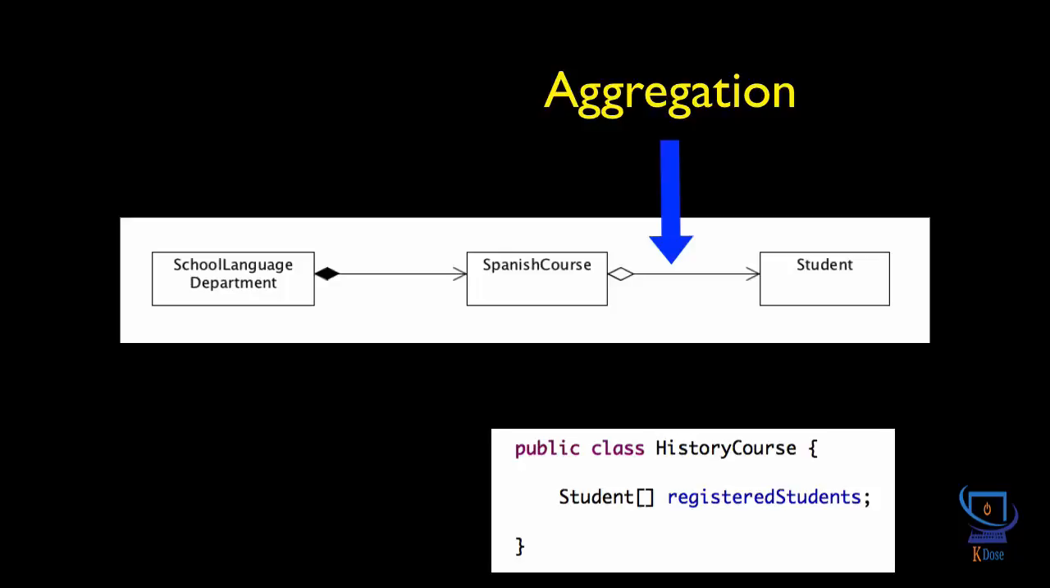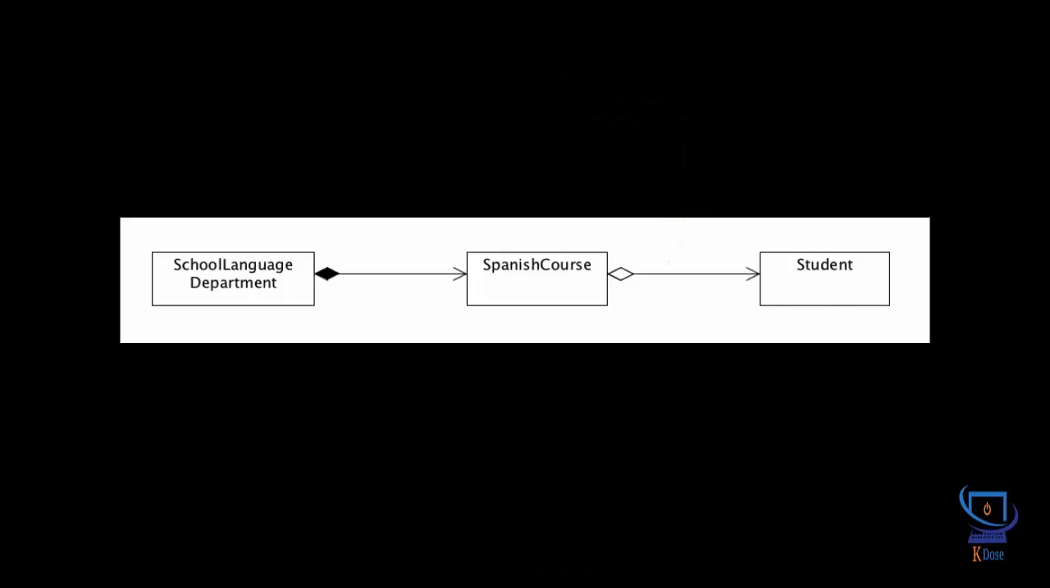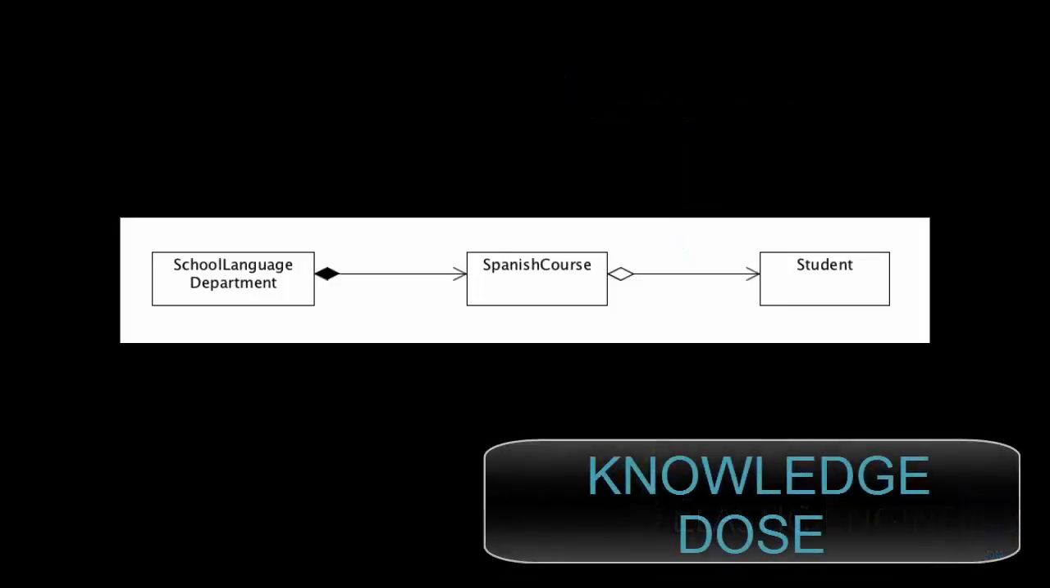So in the running application, the student object can still exist independent of the particular course as well as the particular department that closes down. So this is an aggregation relationship, and the relationship between the school department and the course is a composite relationship. The school department owns a course or owns many courses, but the course does not own a particular student.